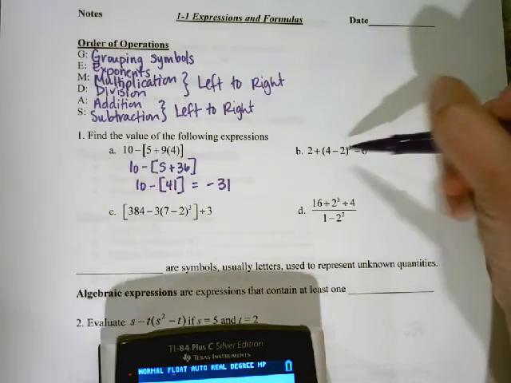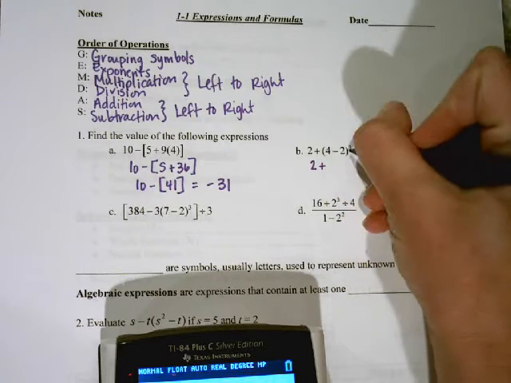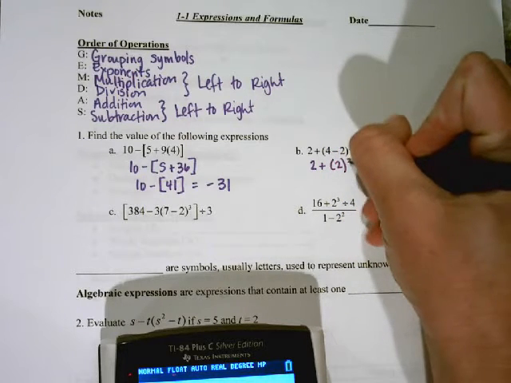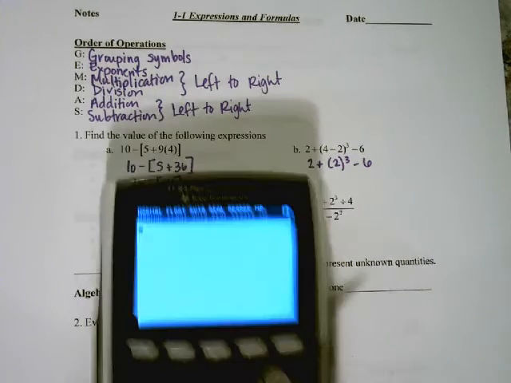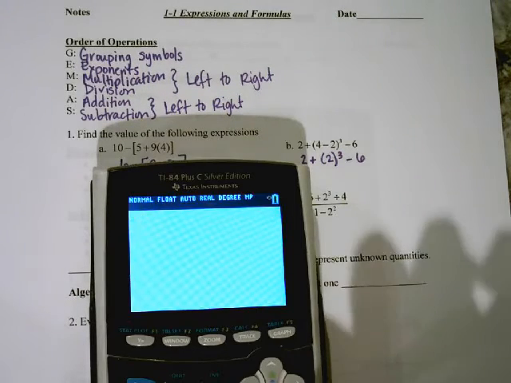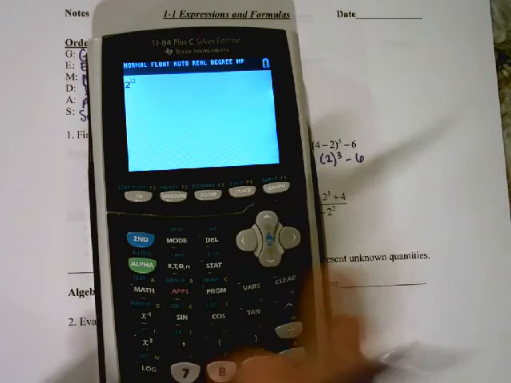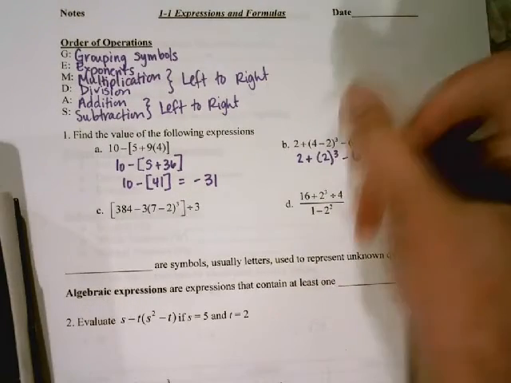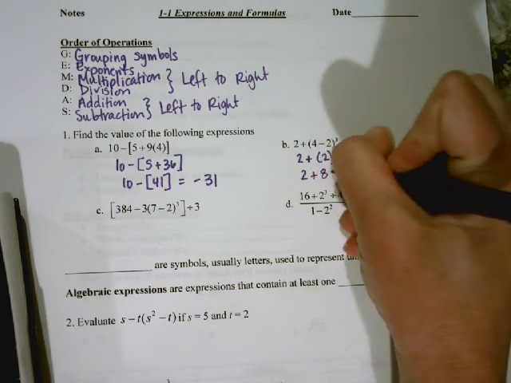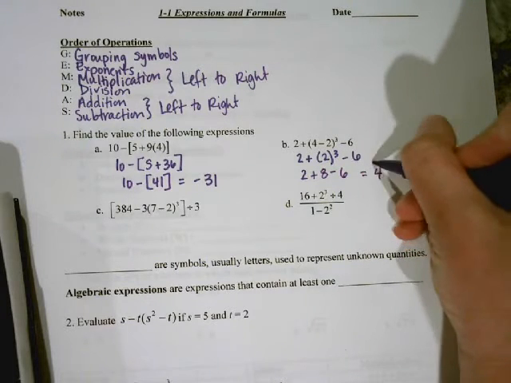All right, letter B. I have grouping symbols, so I have to do those first. 2 plus 4 minus 2 is 2. Raise it to the third power, minus 6. 2 to the third power, if you don't know how to do that on your calculator, you can use the caret. And the caret is right above the division symbol. So 2 to the third is 8. 2 times 2 times 2. So 2 plus 8 minus 6. 2 plus 8 is 10, minus 6 gives me 4.